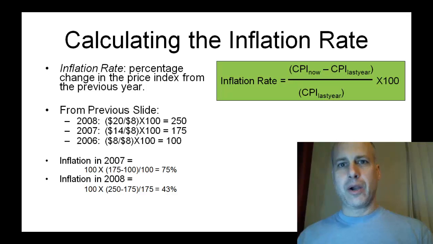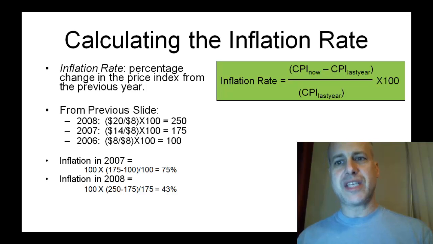So our example from the previous slide, in 2008, our index value was 250. In 2007, our index value was 175. So the index went up by 75 points, 250 minus 175, from a base of 175, which is an increase of 43%. In other words, our inflation rate was 43%.